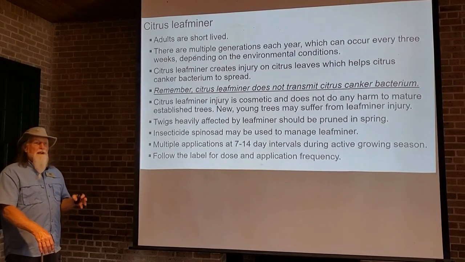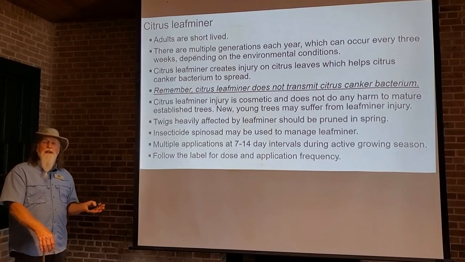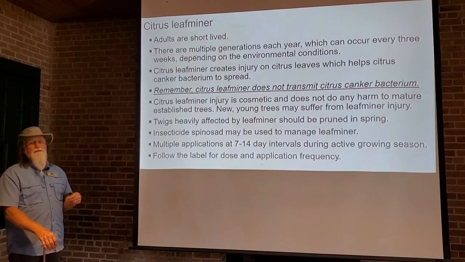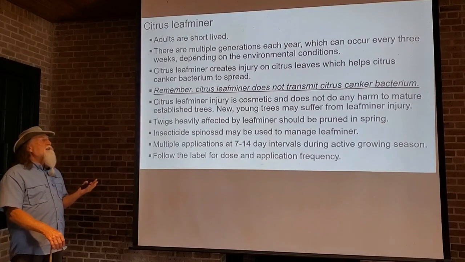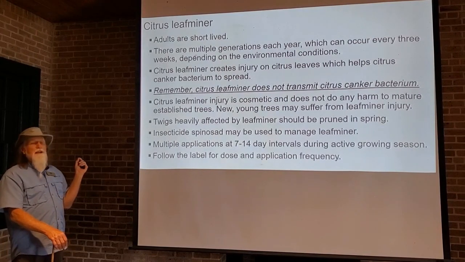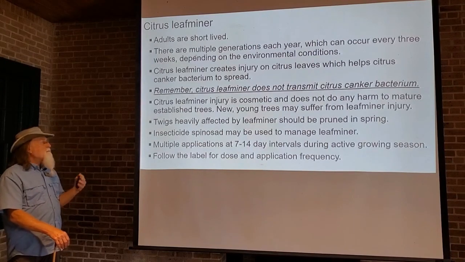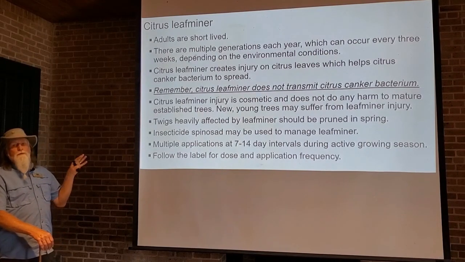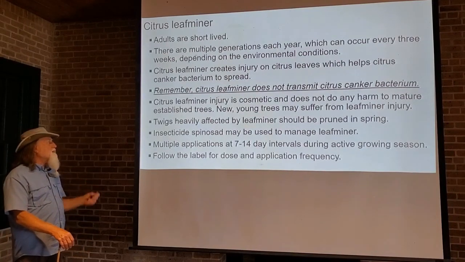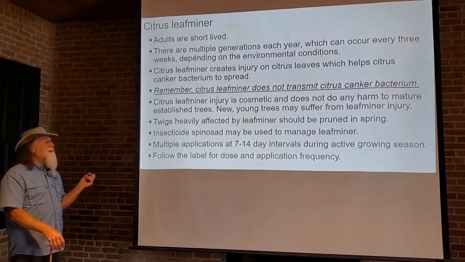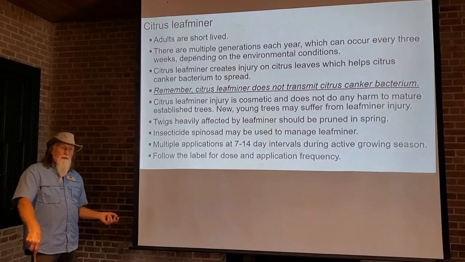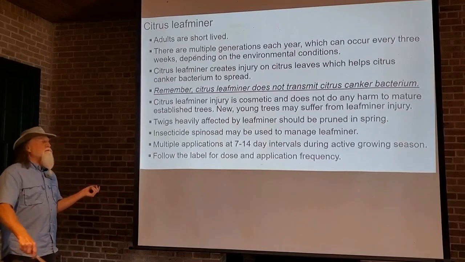Sometimes the young succulent twigs that are forming on this new flush of growth will also get infested by leaf miners. And if they infest this young twig, they will actually cause the end of that twig to die. So those twigs should be pruned away in the springtime to get rid of the leaf miner and the developing larvae.